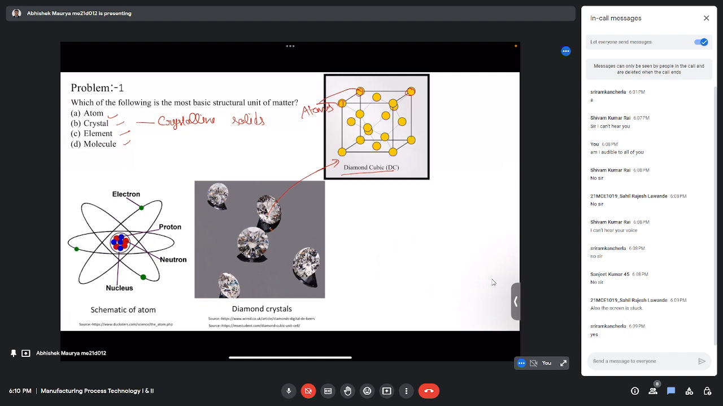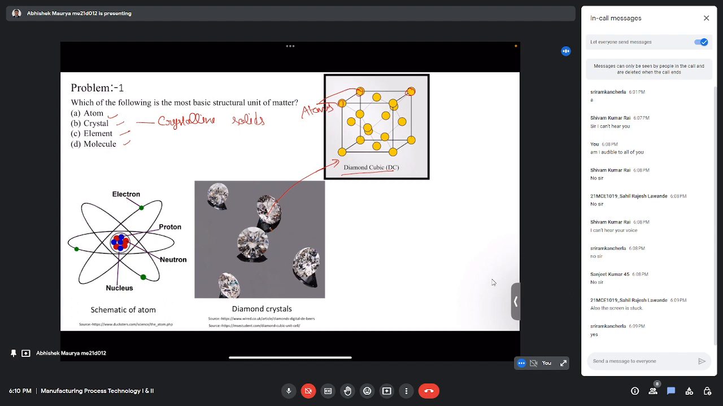So let's start looking at them again one by one, since I was not audible to all of you. So atom, from the diagram we can see it is made up of electron, proton, neutron. We know from our 10th and 11th class that atom is the basic unit, and it is also made up of some particles: electron, proton, neutrons.